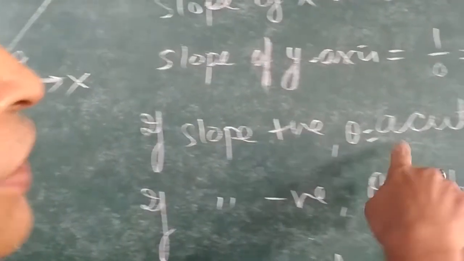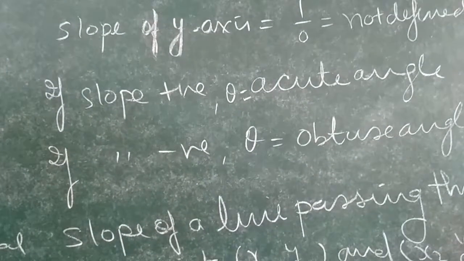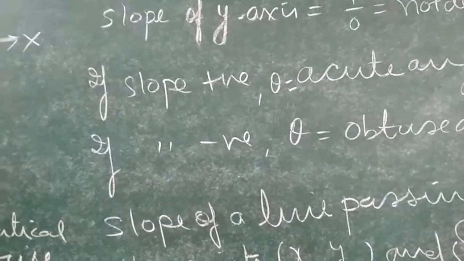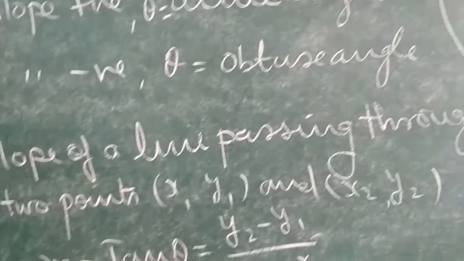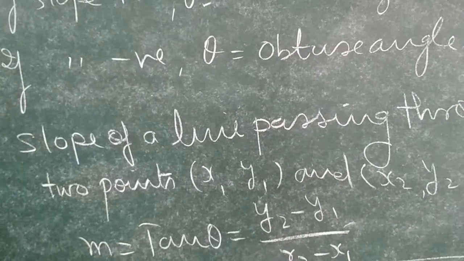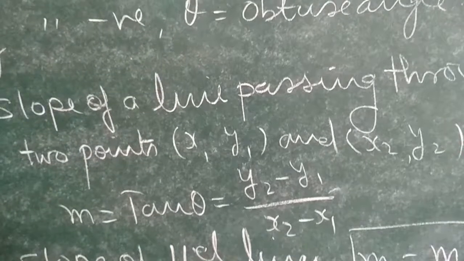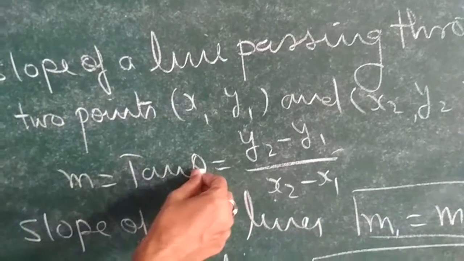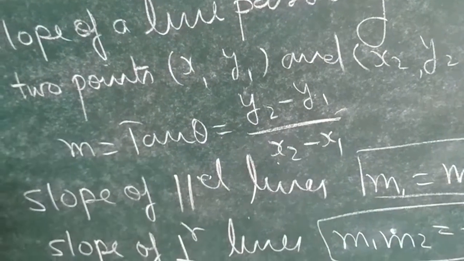Now if the slope is positive, theta will be acute. If the slope is positive, then this theta will be an acute angle. If the slope is negative, then theta will be obtuse. The slope of a line passing through two given points: if you are given such a line passing through two given points x1, y1 and x2, y2, then how can we find the slope of that line? It is m equal to tan theta. The formula is y2 minus y1 upon x2 minus x1.